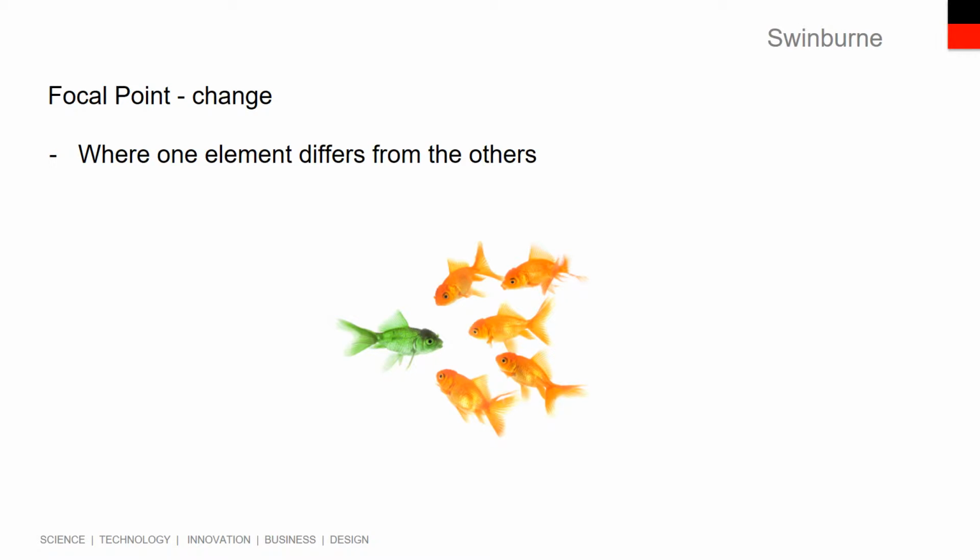As a general rule, a focal point is formed where one element differs from others in the design. It could be where all the elements are small and one big element is included, where all the elements are dark and one is bright, where the elements are vertical and one intersects as a horizontal line. There are nearly infinite possibilities and combinations for how you can include difference to create this focal point.